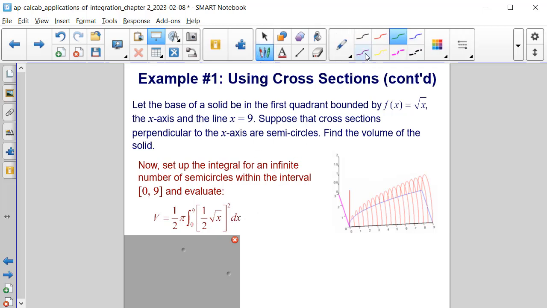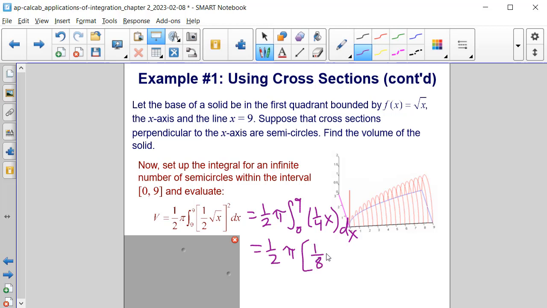So now let's try to work this out. We're still going to have the 1/2 and the pi out in front. Then we have the integral from 0 to 9. If we square this, it's going to end up being 1/4 times x, and we're going to integrate it with respect to x. So we have 1/2 times pi, and when we integrate 1/4 x, it'll be 1/4 times 1/2, or 1/8 x squared. And we can now evaluate this from 0 to 9.